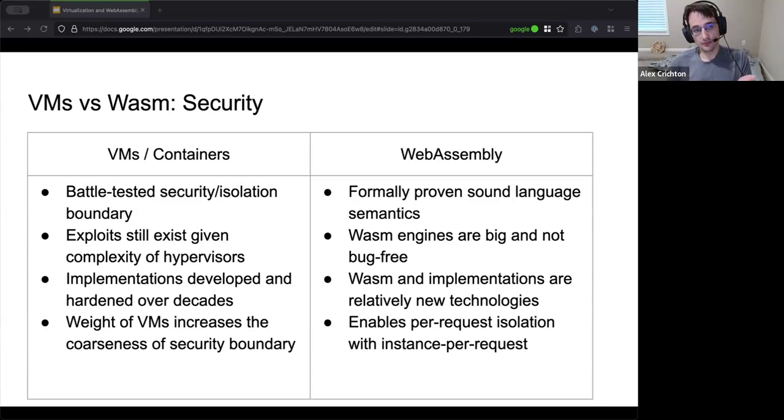Another thing is that virtual machines and containers have been used for decades. They've been used for the longest time. It's how everyone runs, and so they're very well understood, very well known. Everyone knows what the security weaknesses are, whereas WebAssembly is a relatively new technology. That doesn't necessarily mean that it's inherently insecure. It just means that we haven't had the battle track record of people attacking it, people trying to exploit it, all that fun stuff.